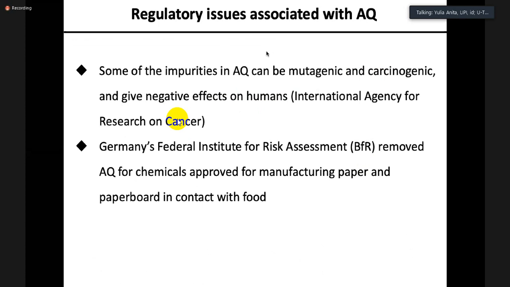As we know, anthraquinone has great advantages in the pulp industry. However, there are regulatory issues associated with anthraquinone. Some of the impurities in anthraquinone can be mutagenic and carcinogenic and also have negative effects on humans, based on a report by the International Agency for Research on Cancer. Germany's Federal Institute for Risk Assessment, BfR, removed anthraquinone from chemical approval for manufacturing paper and paperboard in contact with food.